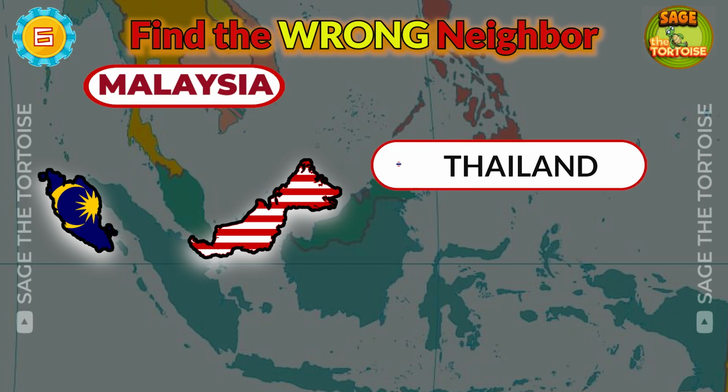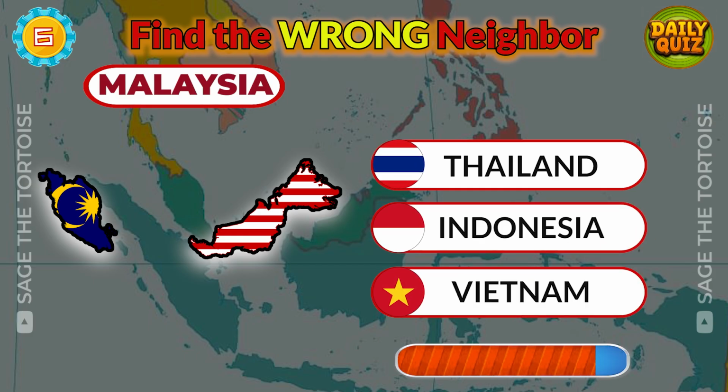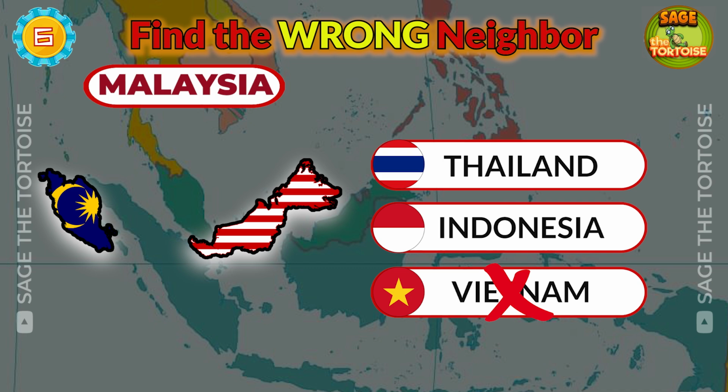Malaysia borders Thailand, Indonesia, and Vietnam. Which one is wrong? The answer is Vietnam.